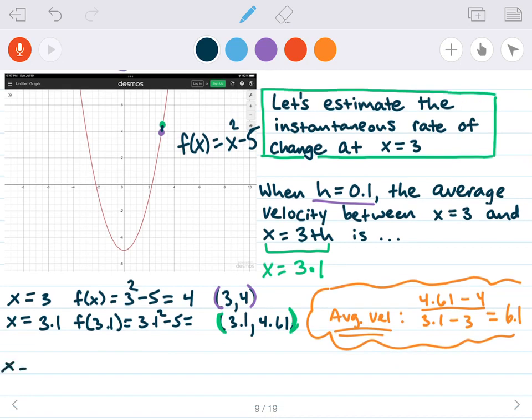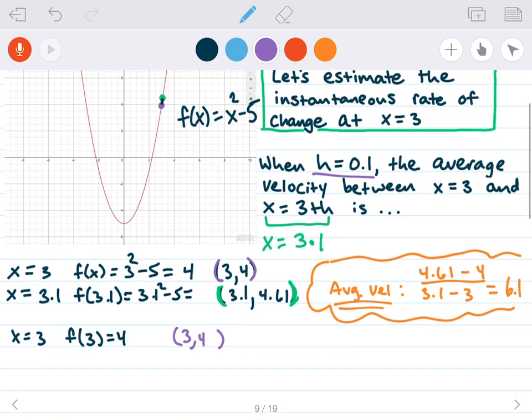So let's say we have our same first point. Okay, so this guy is the same. We have 3 comma 4. How about we make h, instead of 0.1, let's make it 0.0001. That's pretty tiny. Well, kind of. So if h equals that, then x is 3 plus that.